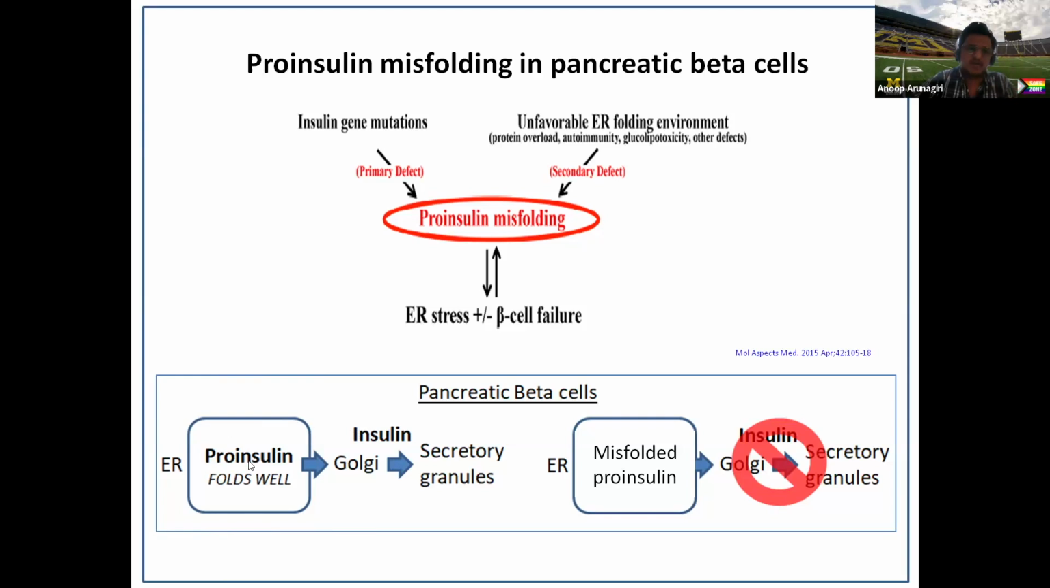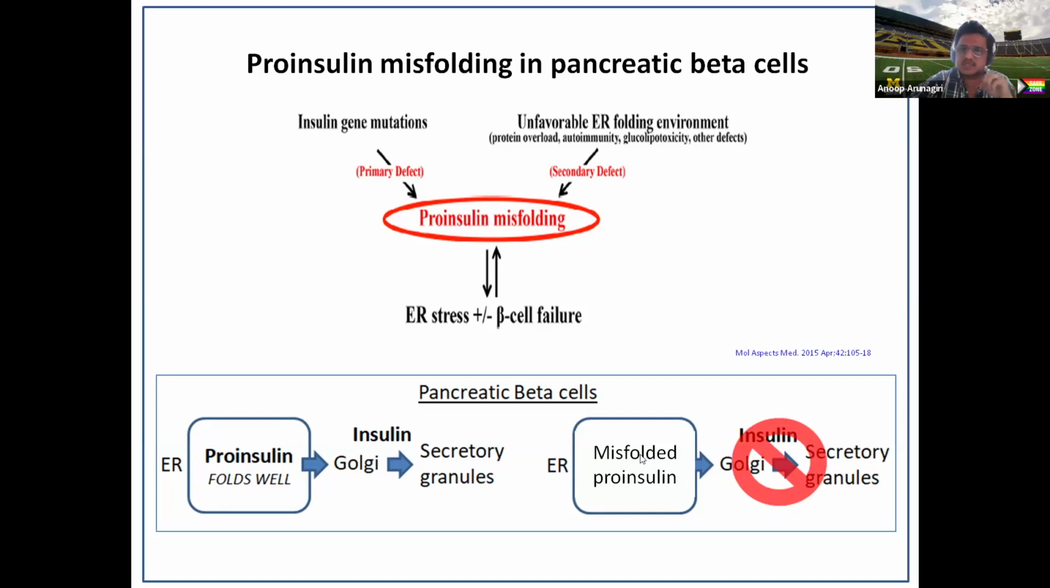On the left, we have a condition where proinsulin folds well. If proinsulin folds well, it can traffic forward from the ER to the Golgi and then make insulin. On the right is a condition of misfolding, either due to a mutation or an unfavorable folding environment. In that case, what happens?